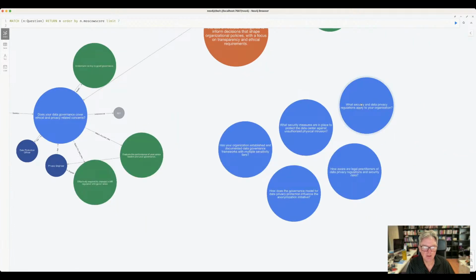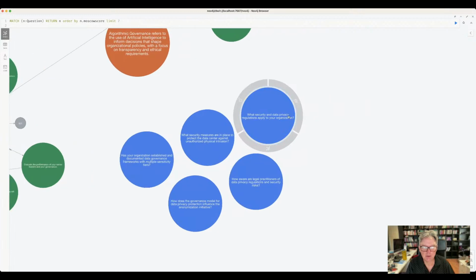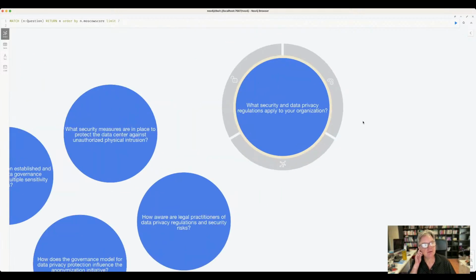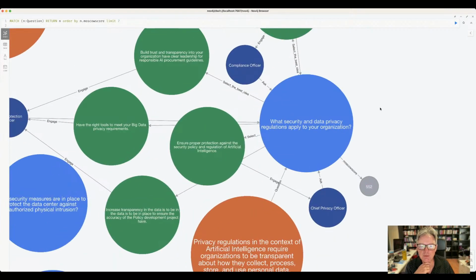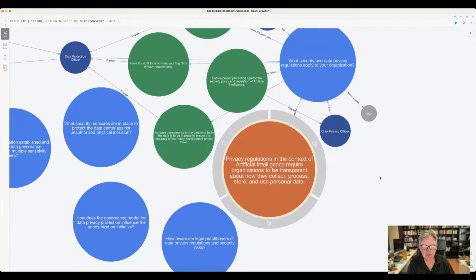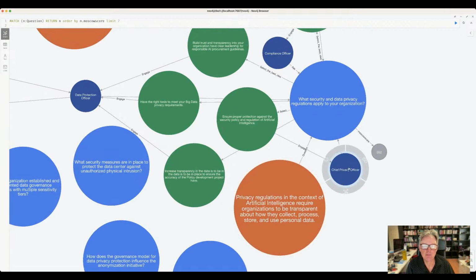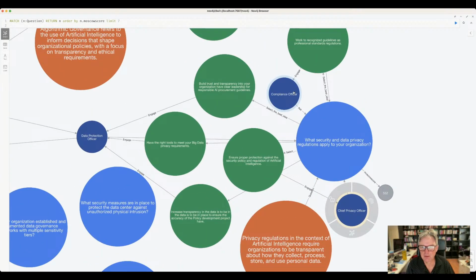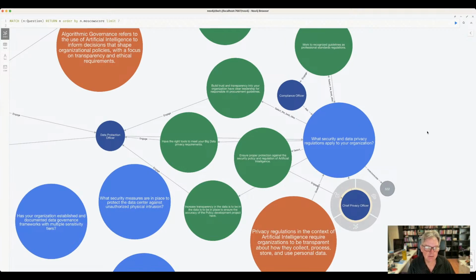Next question. What security and data privacy regulations apply to your organization? Do you actually know what the legal ramifications are of AI currently and what's in the making? Are you actually scanning the horizon continuously? All right, privacy regulation in the context of artificial intelligence require organizations to be transparent about how they collect, process, store, and use personal data. So you need the chief privacy officer here, you need the compliance officer here, you need the data protection officer here.